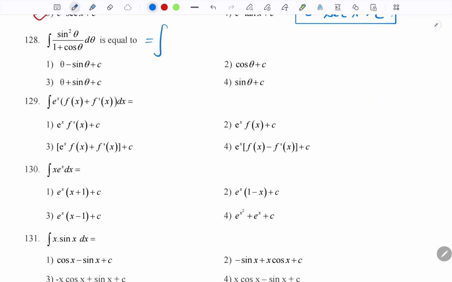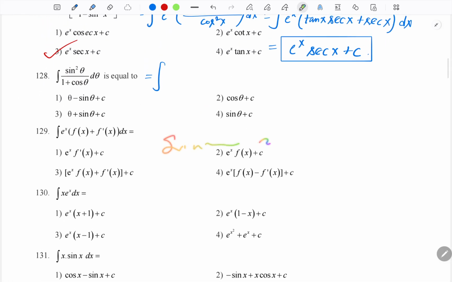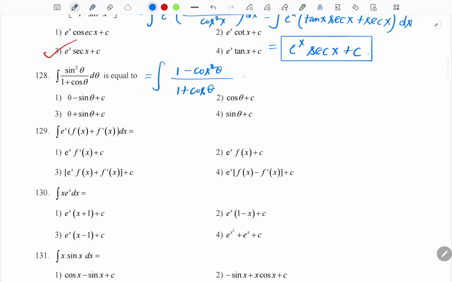First, what is the denominator part here? 1 plus cos, right? And the numerator is sin square. See, we can write sin square theta: sin square theta plus cos square theta equals 1, right? I want sin square theta, so cos square goes to that side. Then we can write sin square theta as (1 minus cos square theta) by (1 plus cos theta) d theta. We can write 1 as 1 square, no problem, no loss, right? Then it looks like a square minus b square. What is a square minus b square? (a plus b) into (a minus b).